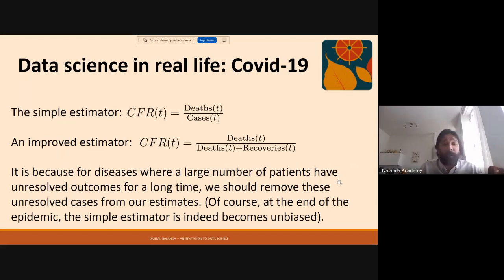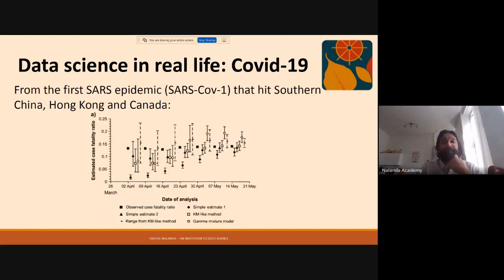So what we should do is remove them from the number of cases. And in doing so, we find that the estimator very quickly becomes unbiased. And so here, of course, COVID has now lasted for more than a year. But there are some epidemics that last only a few months, and there have been many of these in the past.